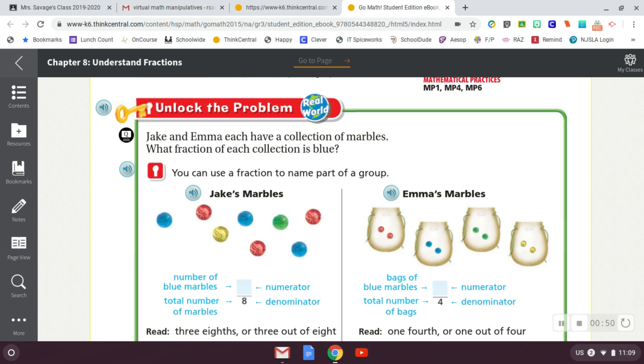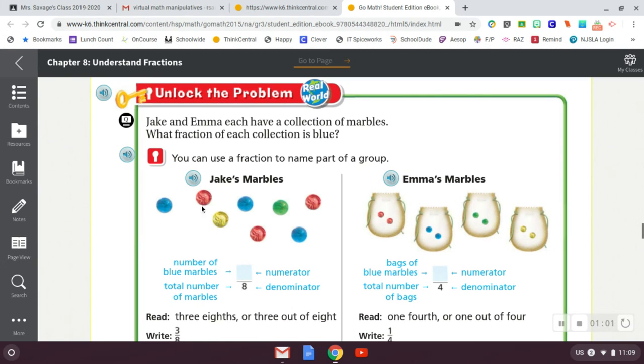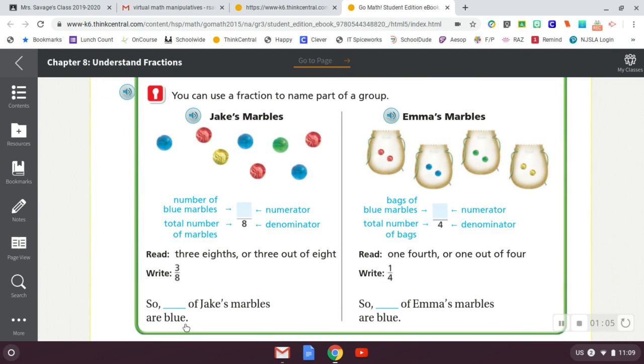Talk to somebody next to you or around you. I'm going to count them. I see 1, 2, 3. So I'm going to make my numerator here 3. So Jake has 3/8 of his marbles that are blue.